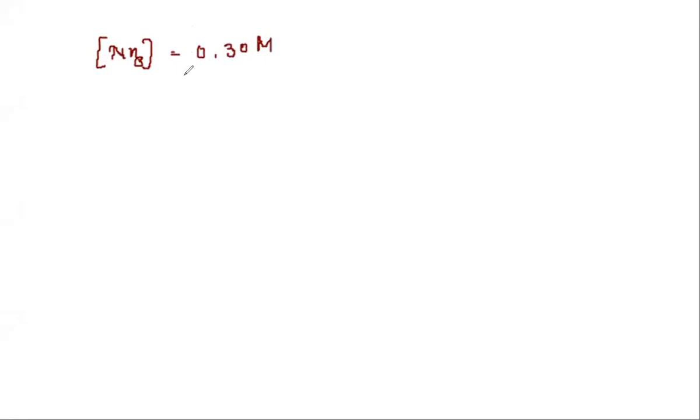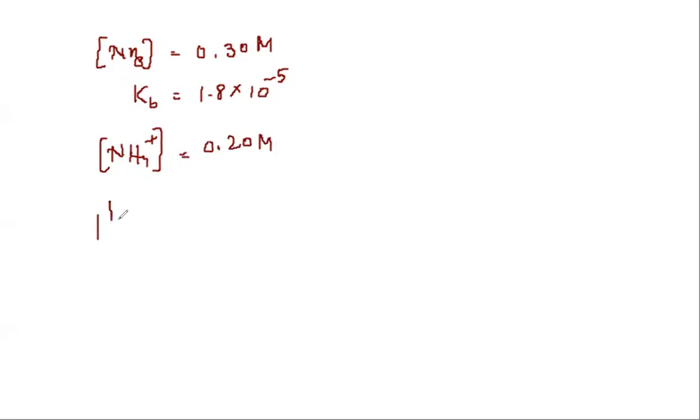Kb is how much? Dissociation constant. How much is it given? The dissociation constant is given as 1.8 into 10 raised to minus 5. Correct? Okay. And the NH4 plus ion concentration is how much? 0.20 molarity.